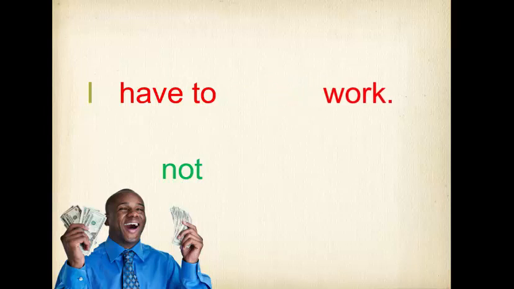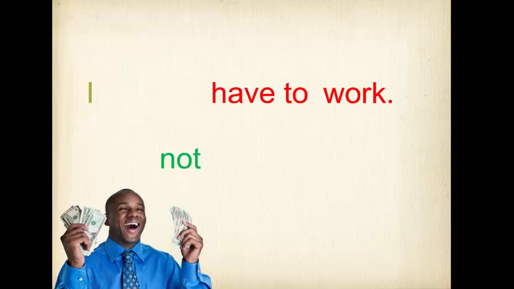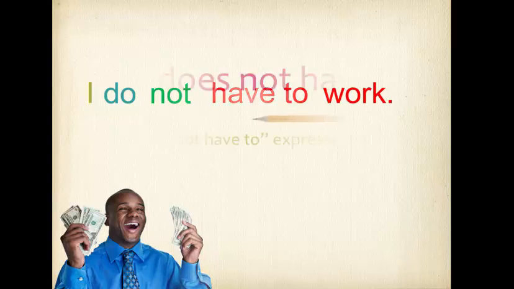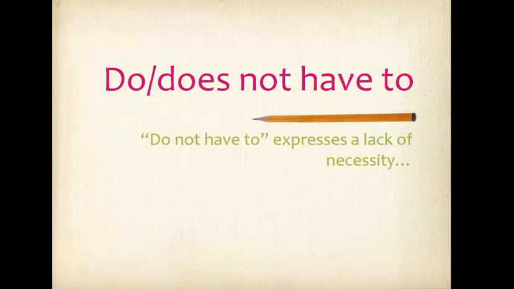Look at this. We mentioned that have to conjugates as any other verb, so we move it. And we will need to ask for the auxiliary. Which is the auxiliary? Exactly, do. So we have, I do not have to work because I'm rich. I have a lot of money in the bank. So do not, or does not, or did not, whatever, expresses the lack of necessity.